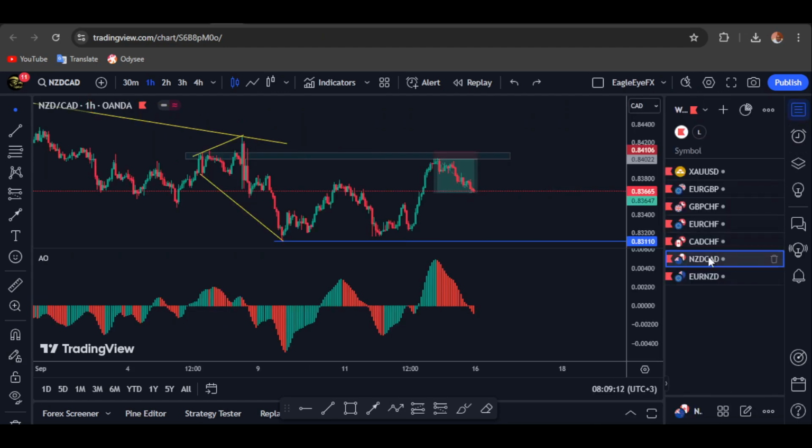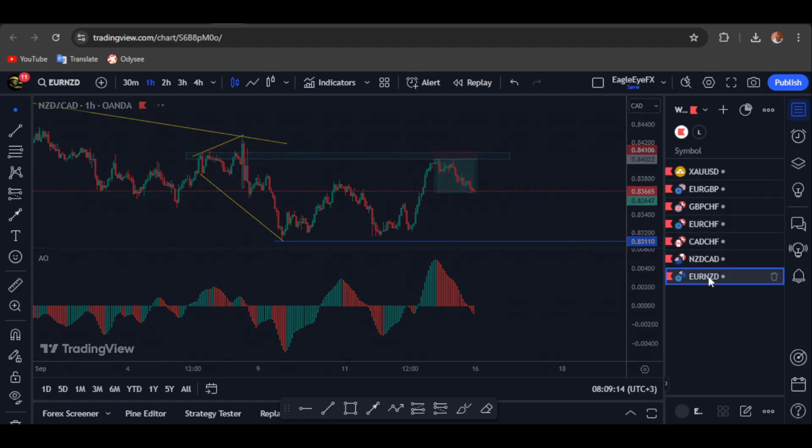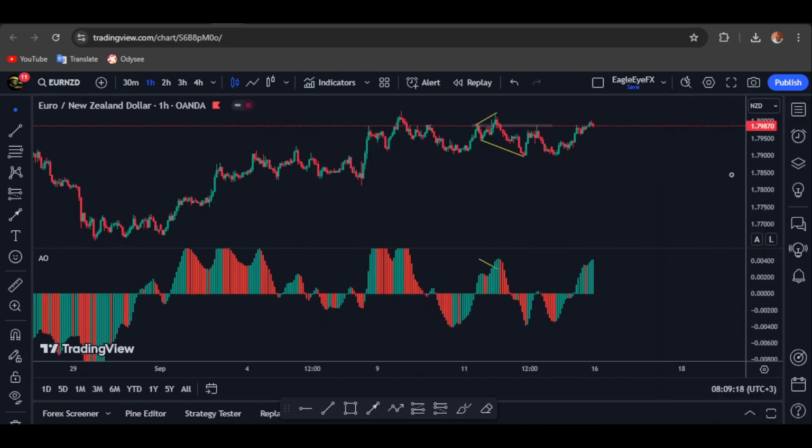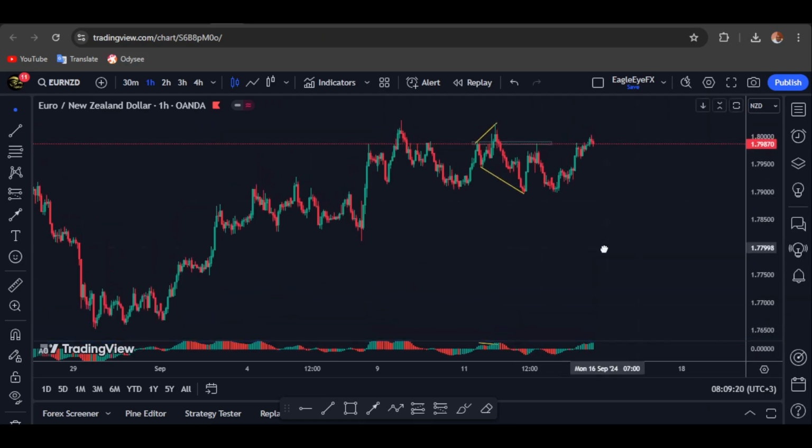So let me show you another example. Maybe that's NZD CAD. Let's look at Euro NZD and see if we have another one. Let's look at this. So look at this.